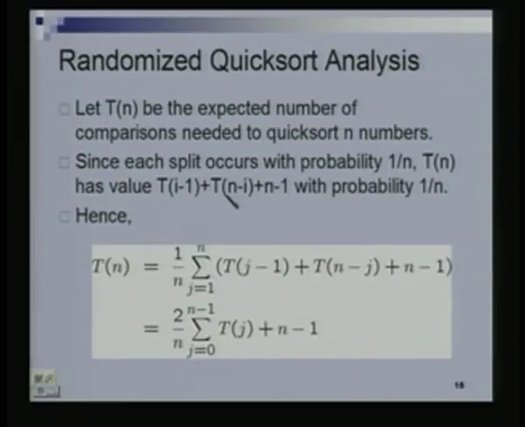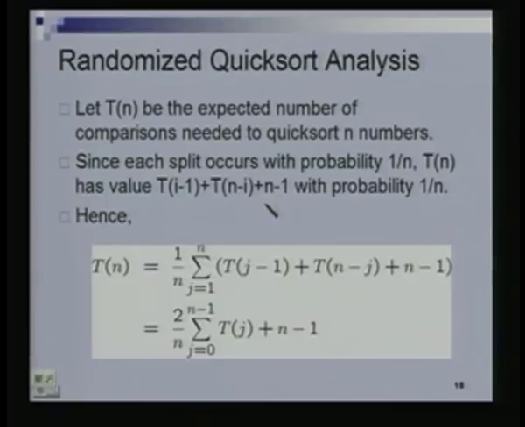But what is i here? i was the fact that the pivot was the ith smallest element. That happens with the probability of 1 over n. So I am going to take this much time with the probability of 1 over n. I am going to take time T(7 minus 1) plus T(n minus 7) plus n minus 1 with the probability of 1 over n. I am going to take time T(13 minus 1) plus T(n minus 13) plus n minus 1 again with the probability of 1 over n, and so on and on.